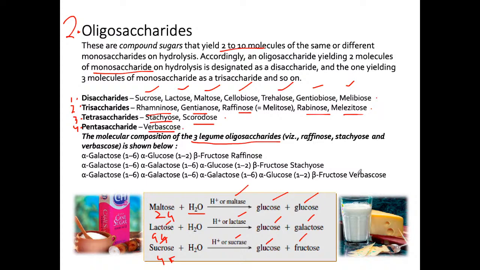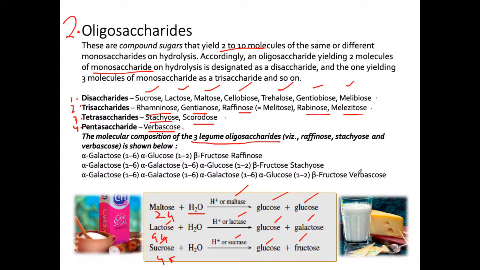Disaccharides include sucrose, lactose, maltose, cellobiose, trehalose, gentiobiose and amylobiose. The trisaccharides include rhamnose, gentianose, raffinose and melezitose. The tetrasaccharides include stachyose and sucrose. And then the pentasaccharides include verbascose.